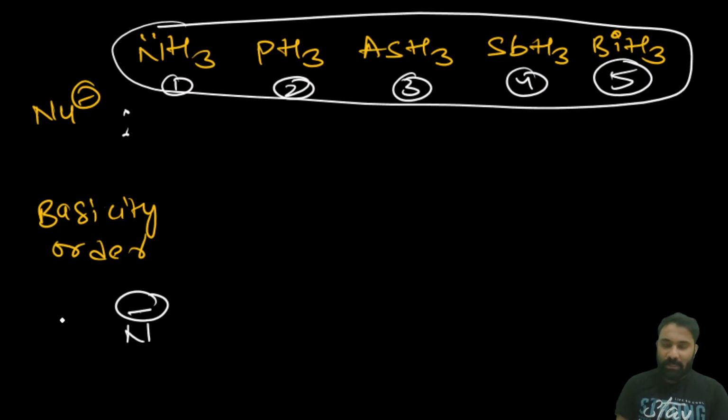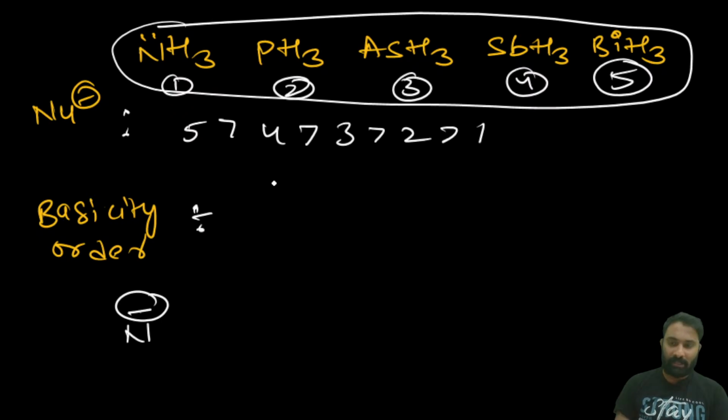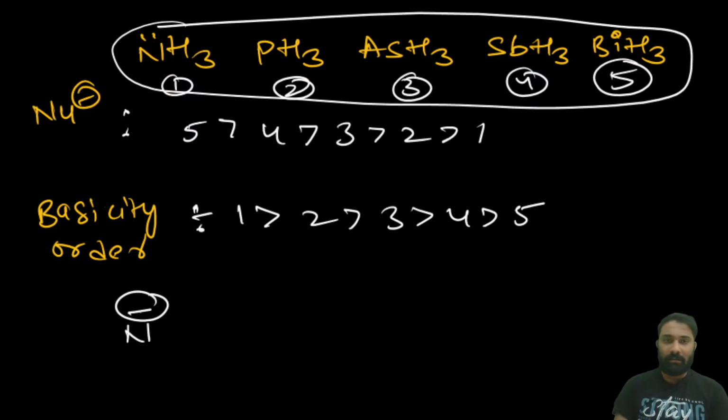These electrons will be strongly attracted towards the nucleus. But when it comes to bismuth, being of high size, its electron density will be given away very easily. All are from the same group. So the order is 5 greater than 4 greater than 3 greater than 2 greater than 1. Now the basic strength order will be reverse, right? Then 1 greater than 2 greater than 3 greater than 4 greater than 5. Is it clear? Done. Next.